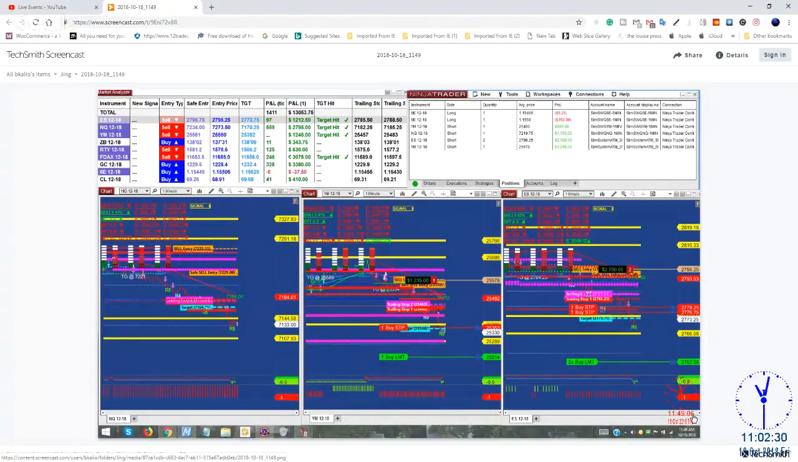ES 97 takes Nasdaq 555, and you had 1,400 ticks in profit. And yesterday the system made 13,000.